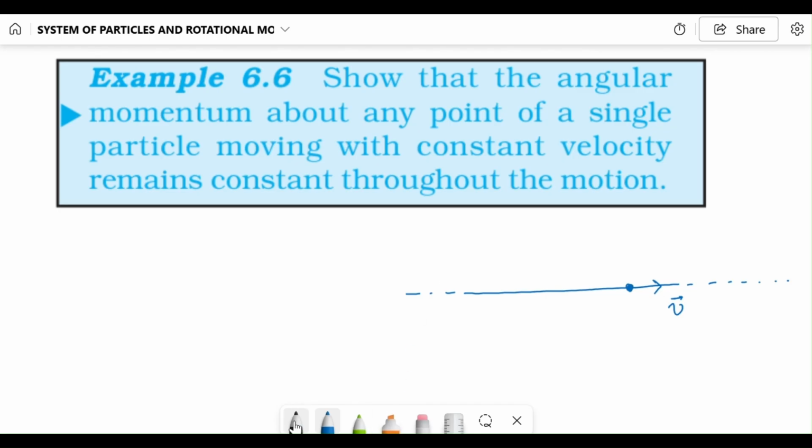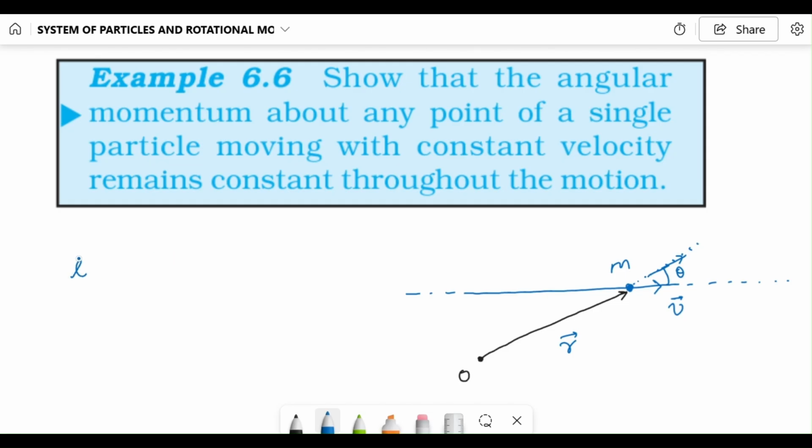And if a vector quantity is not changing with time, it means it is keeping its magnitude as well as direction constant. And this is, let's say, the position vector, and I have chosen a random point here, and about this point I want to find out its angular momentum. So okay, let me use this color only. This is r, the position vector from this random point is r, and let's say the angle between the velocity vector and this position vector is theta. And the mass of this particle is m.